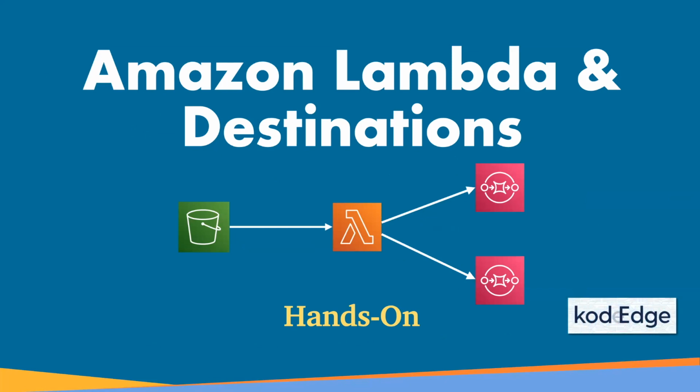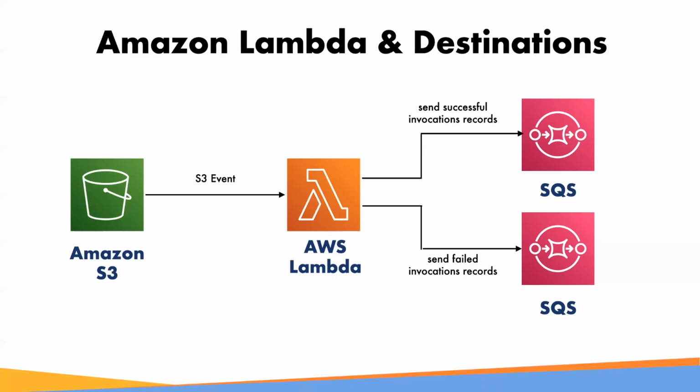In this session, we will see how to integrate destination for the Lambda function. We will create a Lambda function and the S3 bucket. We will set up event notification for the S3 bucket so that whenever an object creation or object removal event happens, that S3 bucket will call the AWS Lambda function.